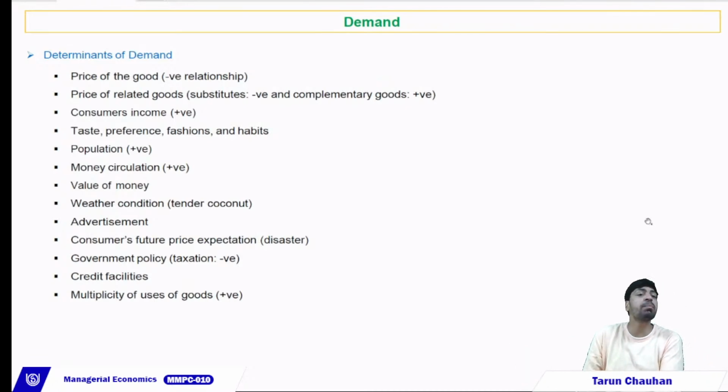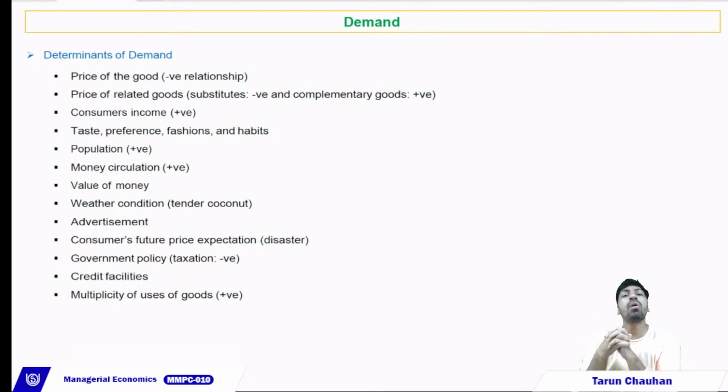Let's talk about the price of related goods. When we talk about the price of related goods, it refers to two types of goods, mainly substitute goods and complementary goods. Substitute goods are those goods which serve the same purpose as another good. And the relationship between those two goods is a negative relationship.